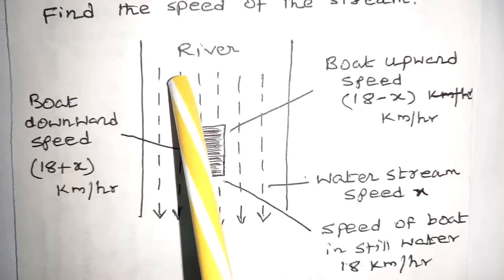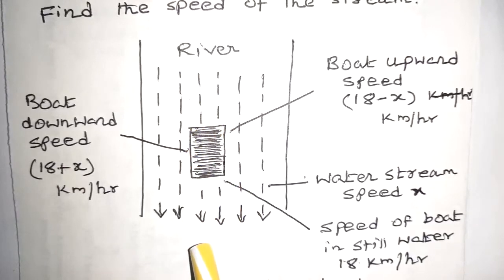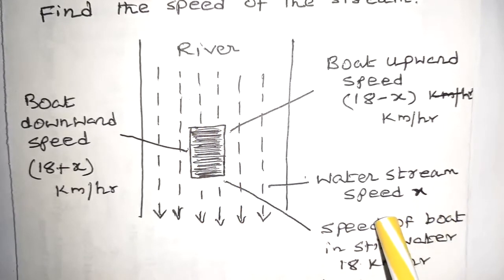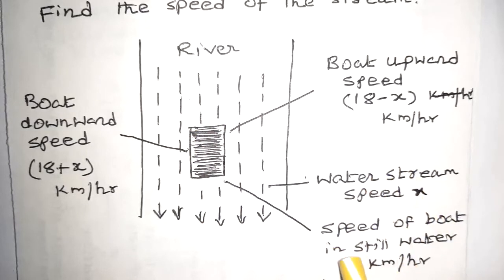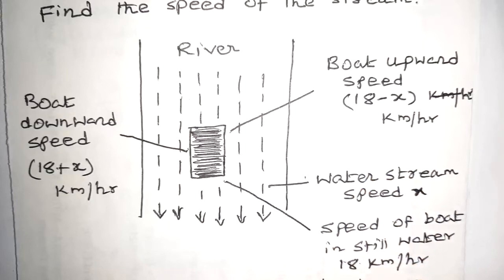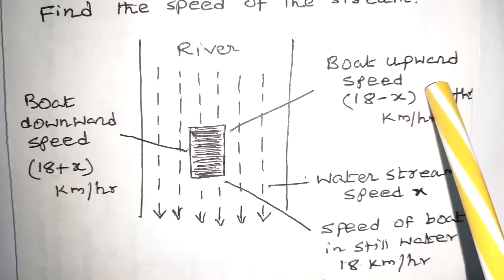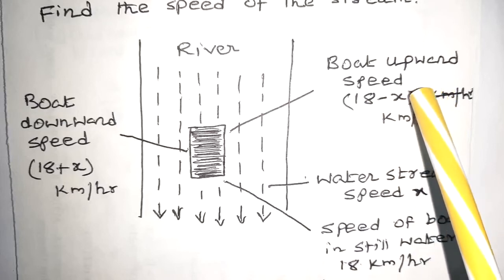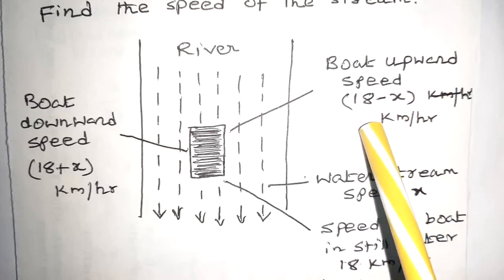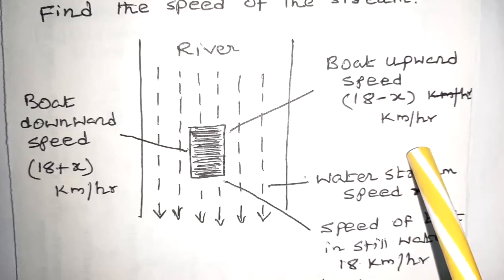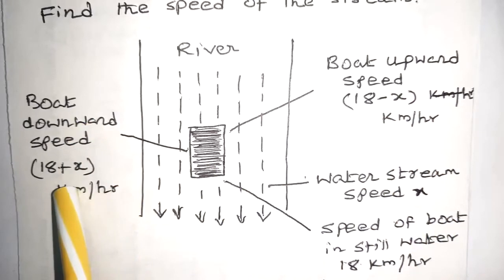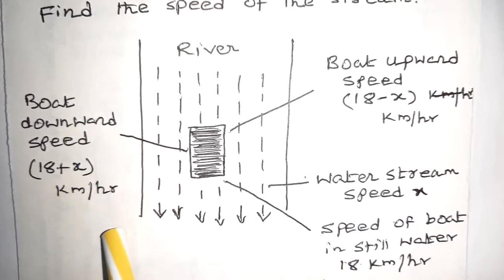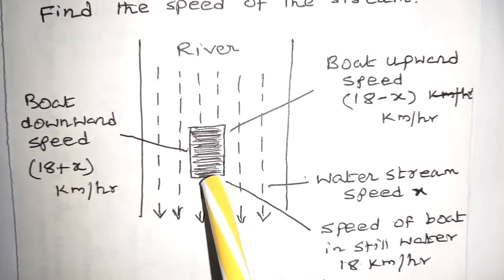This is the river, water is flowing downwards. So speed of water stream is x kilometers per hour. Speed of boat in still water is 18 kilometers per hour. Boat speed in upward direction is 18 minus x kilometers per hour. Boat speed in downward direction is 18 plus x kilometers per hour. This is the boat.